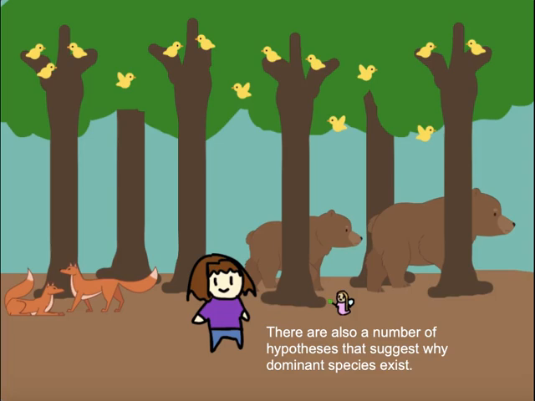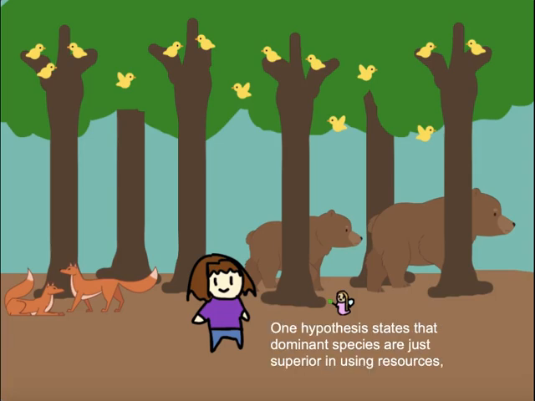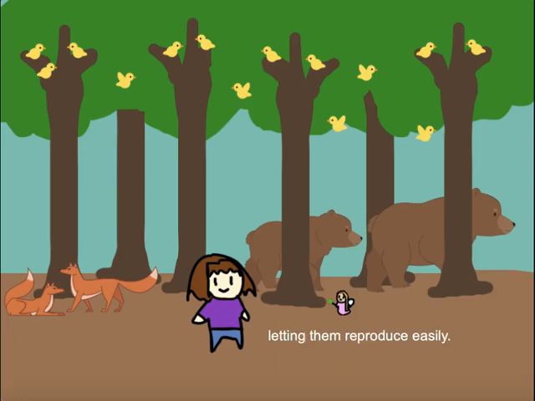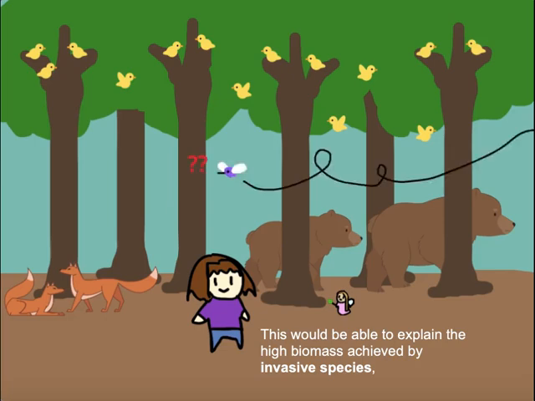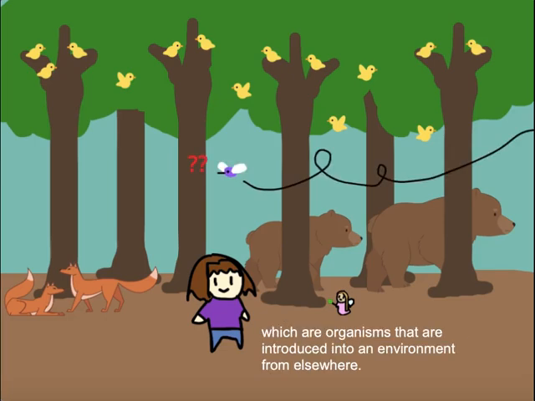There are also a number of hypotheses that suggest why dominant species exist. One hypothesis states that dominant species are just superior in using resources, letting them reproduce easily. Another one suggests that they are simply the best at avoiding disease or predation. This would be able to explain the high biomass achieved by invasive species, which are organisms that are introduced into an environment from elsewhere.